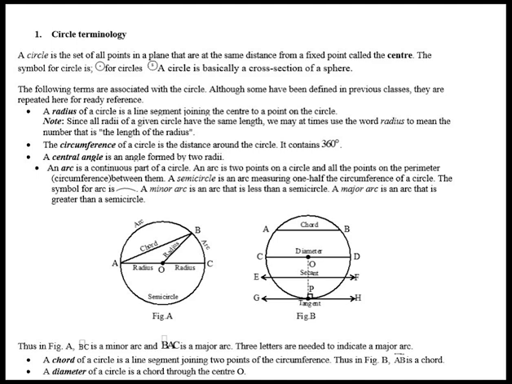A line which intersects a circle in two distinct points is called a secant of the circle. In figure B, EF is the secant. A line meeting a circle at only one point is called tangent to the circle. In figure B, GH is the tangent.